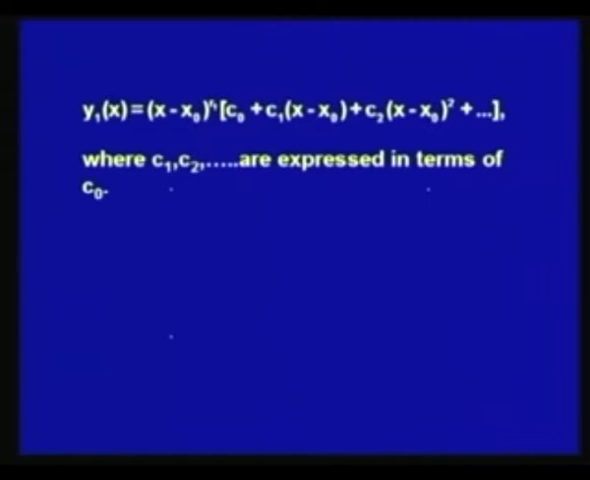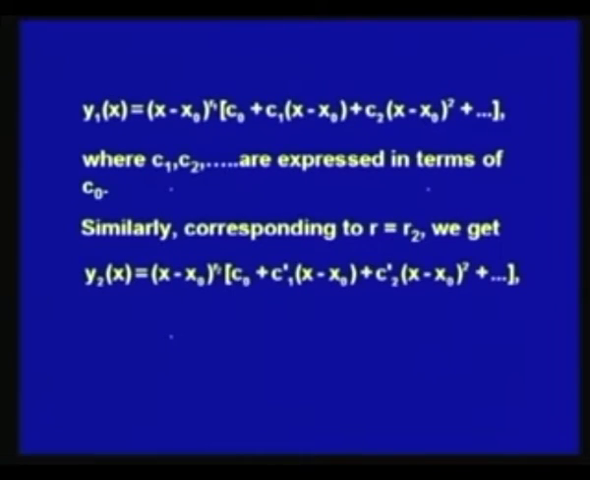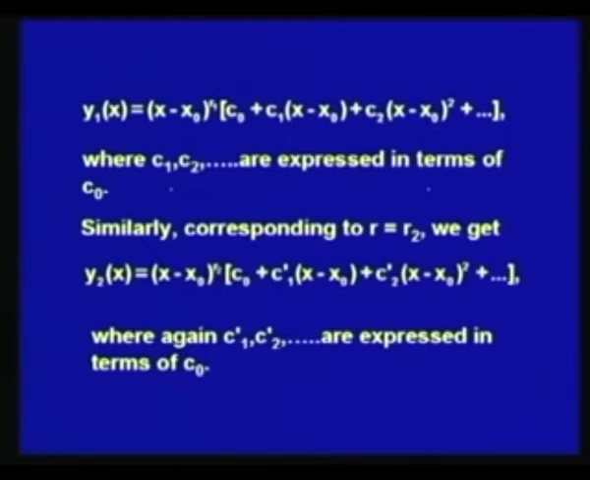the differential equation, y1(x) equal to (x − x0)^r1 times (c0 + c1(x − x0) + c2(x − x0)^2 and so on), where c1, c2 are expressed in terms of c0. Similarly, corresponding to r equal to r2, we will find the second solution y2(x), which is (x − x0)^r2 times (c0 + c1'(x − x0) + c2'(x − x0)^2 and so on), where again c1', c2' are expressed in terms of c0.